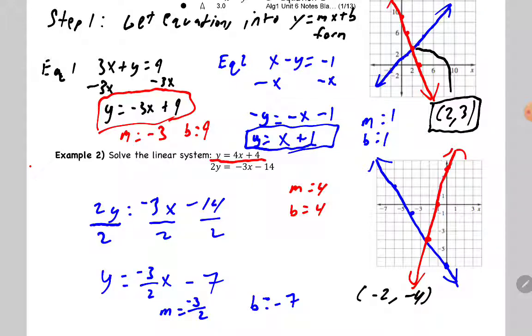All right. So that's my answer. Then my answer is negative 2, 4. Okay, next.